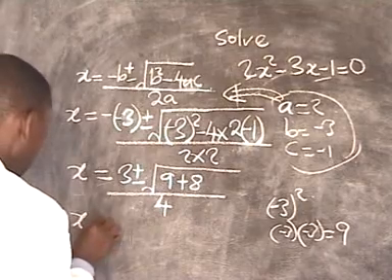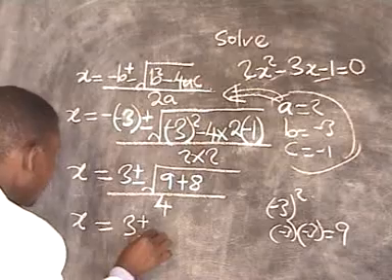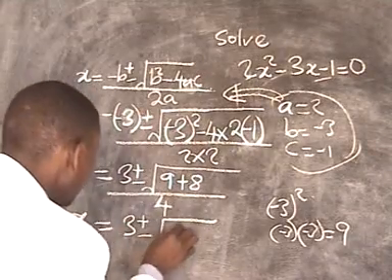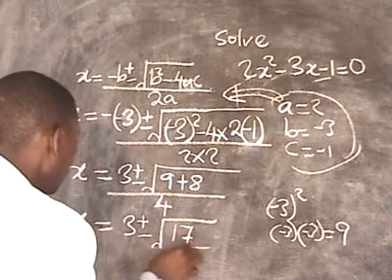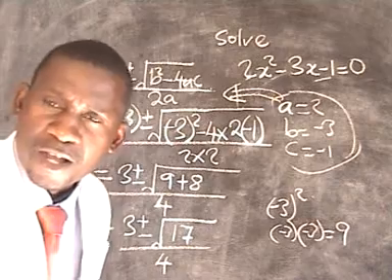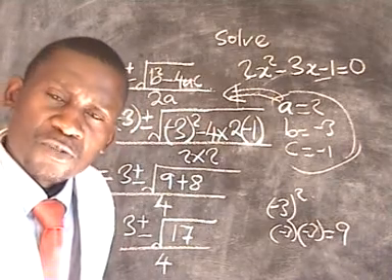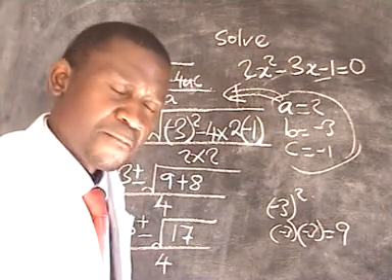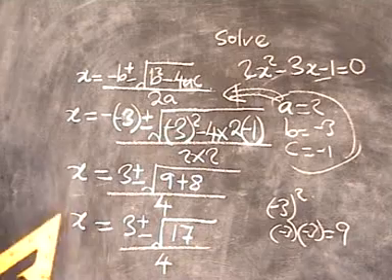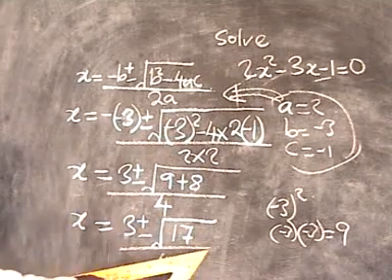Then you move further. This is x equals positive 3, positive or negative, then square root. You find the sum of 9 and 8. This is 17 over 4. I'm sure you are able to see the way I'm driving this problem, and this is not all that difficult but simple and straightforward. Now that you have reached there, x is equal to 3, positive or negative, square root 17, then divided by 4.